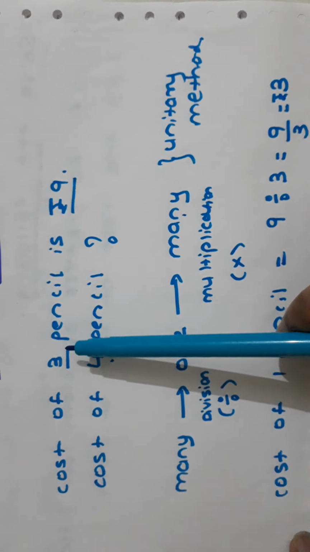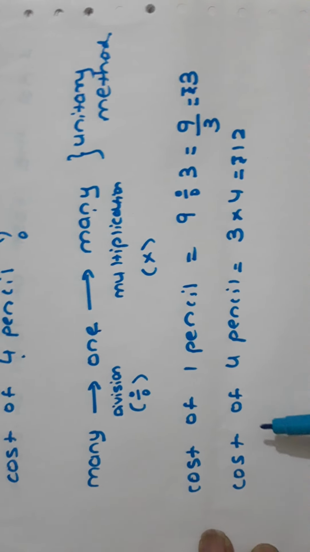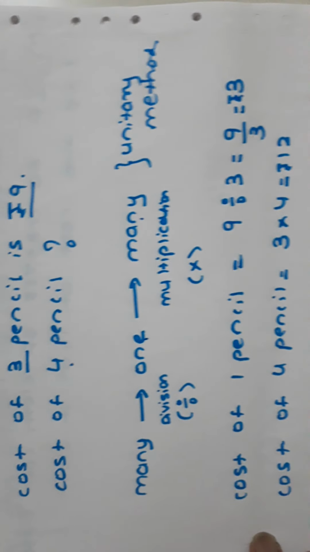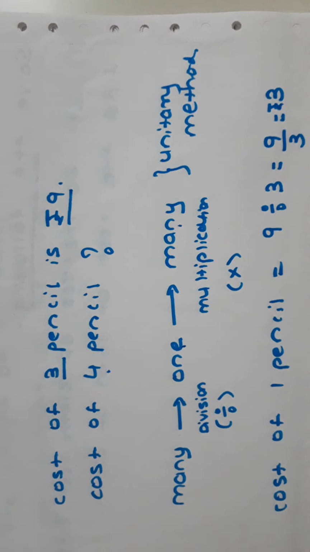So from the cost of 3 pencils, we found the cost of 4 pencils. This method which we use is called the unitary method. Given the cost of many articles, we first find the cost of one article using division, and from the cost of one article, we find the cost of many articles using multiplication. Here we are using division first and then multiplication.